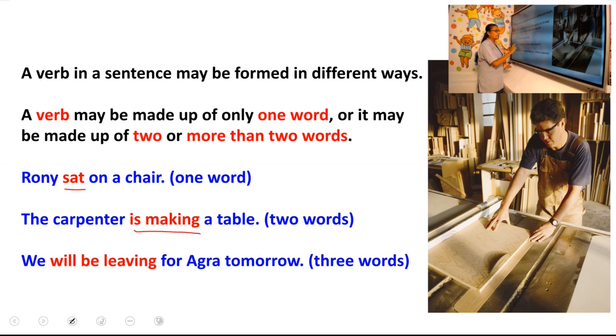See the second example, the carpenter is making a table. There you can see the verb is making. This verb is made up of how many words? Is making. 2 words, right? See the third one, we will be leaving for Agra tomorrow. So here, will be leaving is the verb. The verb is made up of how many words? 3 words. Will, be and leaving. So we can form verbs in many ways. Verbs are made up of 1 word, 2 or 3 words. Is it clear? Yes.